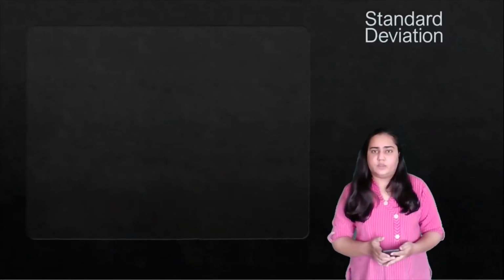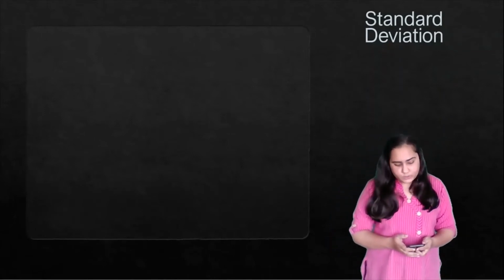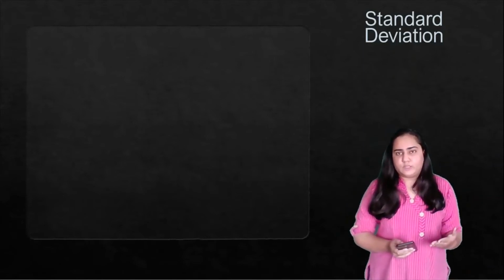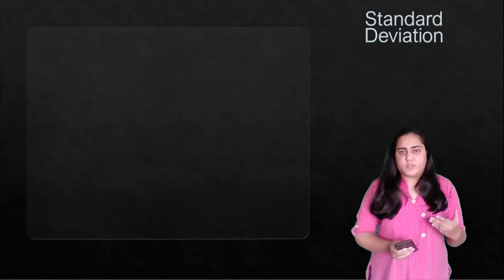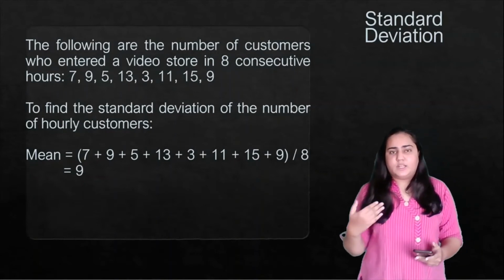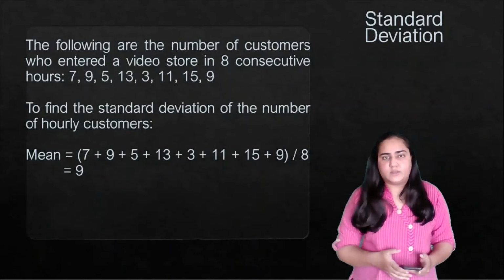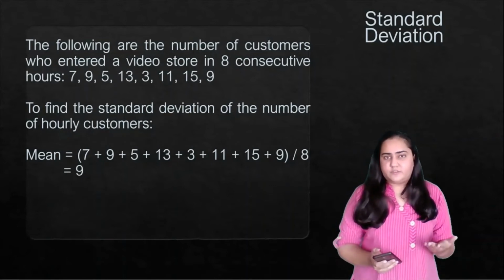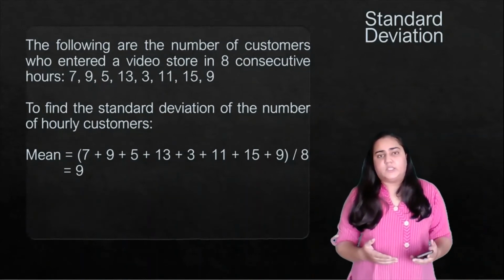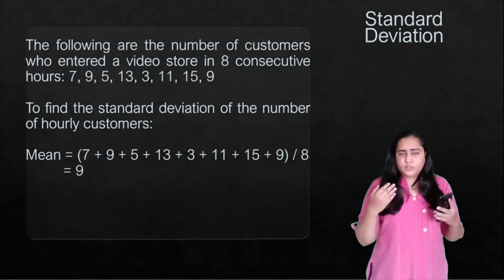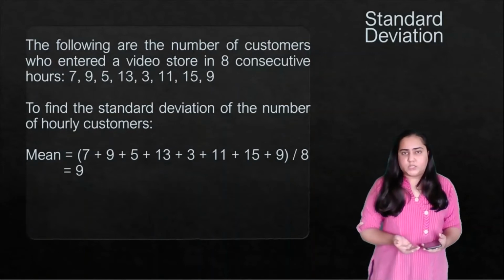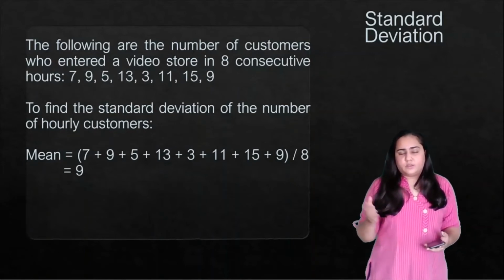Now let's talk about the measure of spread called standard deviation. Standard deviation is another measure of spread that we are going to see, which is the third measure of spread that I'm going to talk about after range and interquartile range. To calculate standard deviation, we are going to use this data of the number of customers who entered a video store in 8 consecutive hours. Let's say the time is from 12 p.m. to 8 p.m., and every hour we are keeping track of how many customers entered a particular video store. Those numbers are given here.